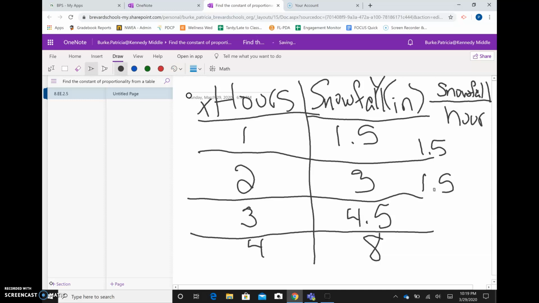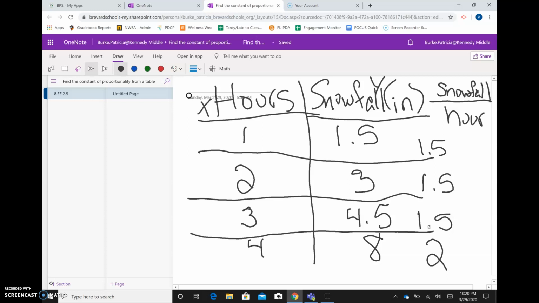Our third scenario. After 3 hours, we had 4.5 inches of snow. How much snow fell per hour in this scenario? Take 4.5 and divide it by 3. And what do you have? Did you get 1.5 again? Great. Now let's look at this fourth scenario. In 4 hours, you have 8 inches of snow. What was your snowfall per hour? You may not even need a calculator for this one, because what is 8 divided by 4? Did you say 2? Excellent. Now we have our 4 rates.